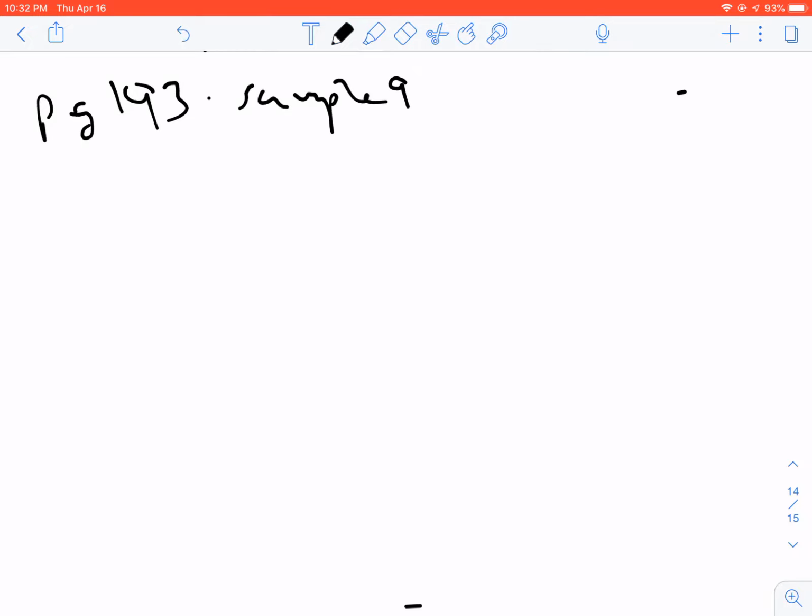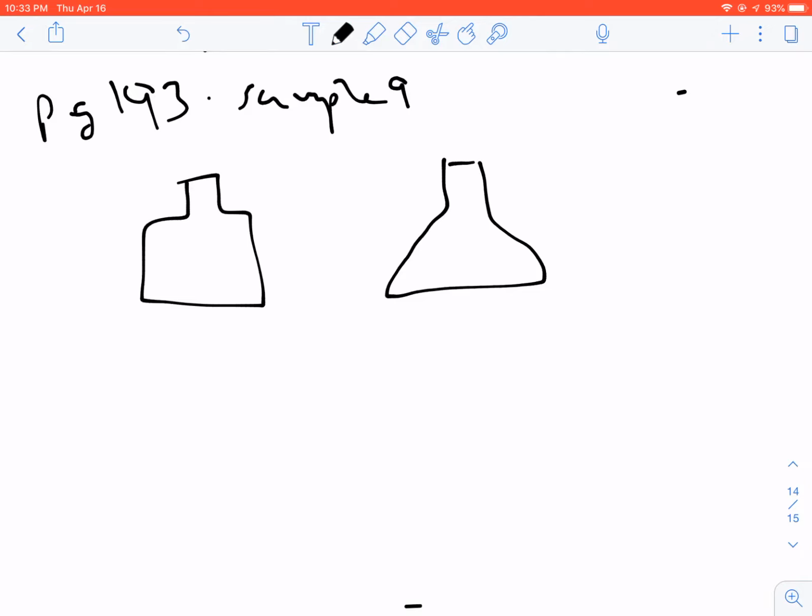Okay, so I'm going to draw my picture here. Here's my stock bottle, and here is the flask that I'm using as my pharmacy assistant. This is the stock, and this is my diluted solution.